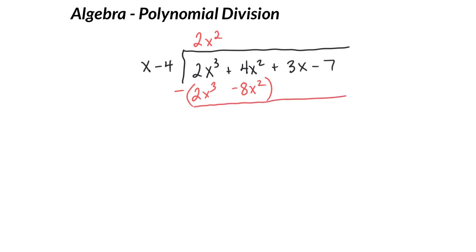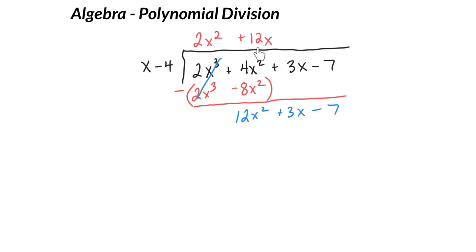Well, 2x cubed minus 2x cubed is 0. 4x squared minus a negative, so just notice the minus a negative is plus. This is going to be 12x squared. And then I'll just bring the rest down exactly as it appeared. Now we repeat our process. 12x squared divided by x. So imagine just divide by x. It's going to be 12x.